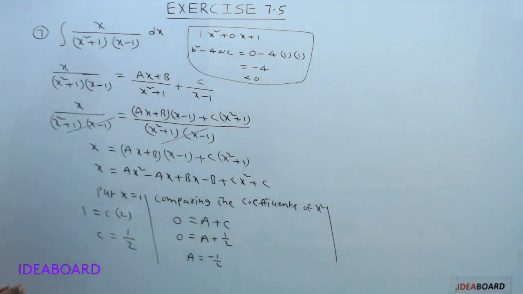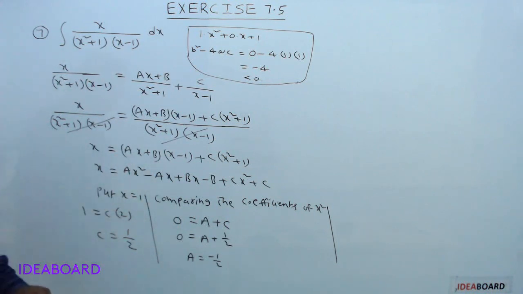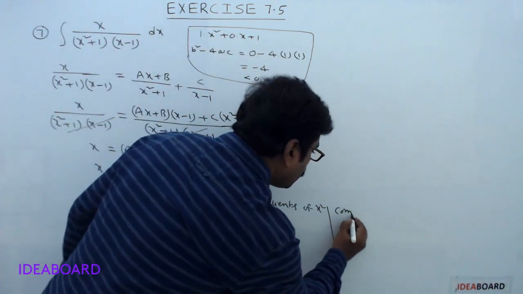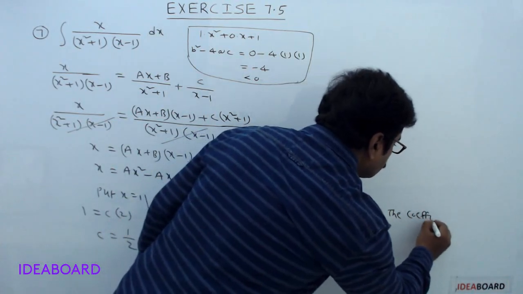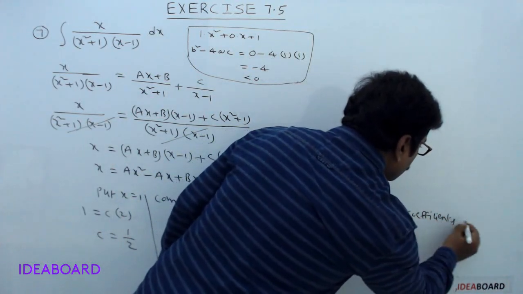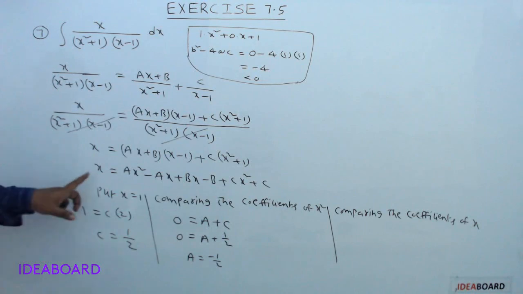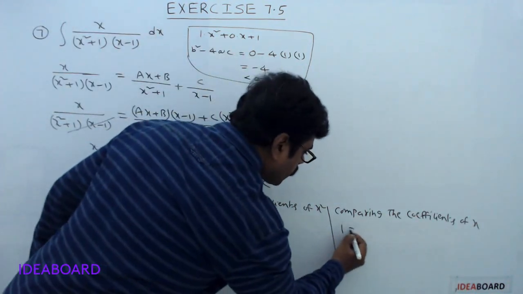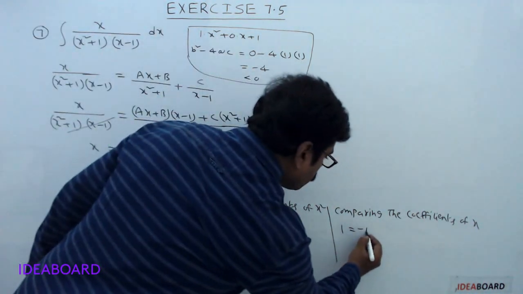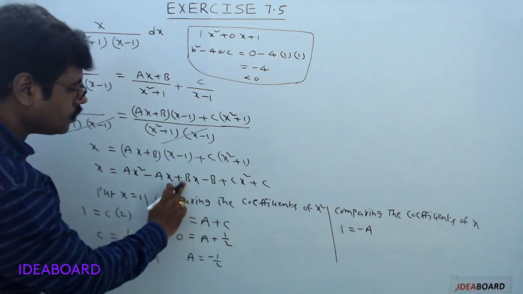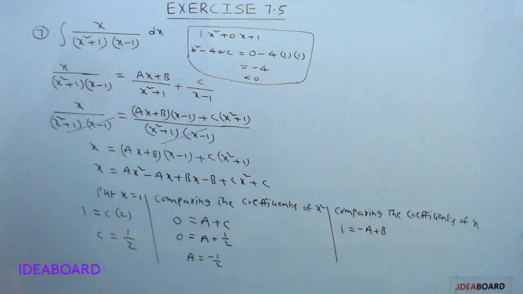Next, how to find the value of b? Comparing the coefficients of x on both sides of this equation. Now, in the left hand side, the x coefficient value is 1, equals: here the x coefficient value is minus a, and here the x coefficient value is b. So, 1 equals minus a plus b.